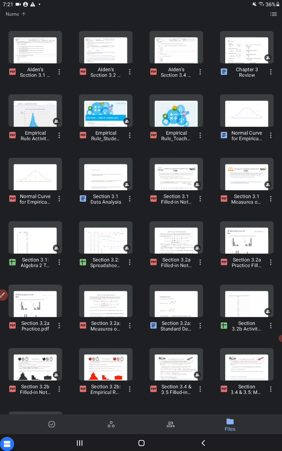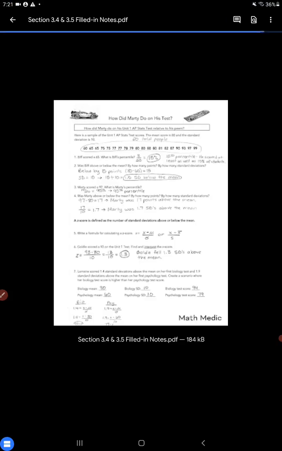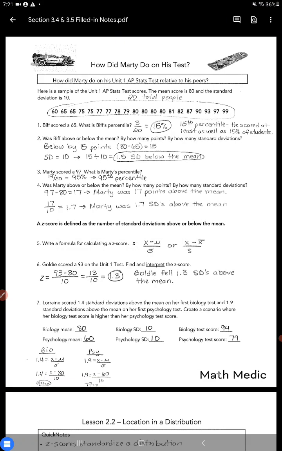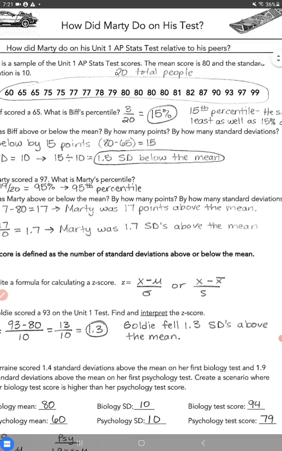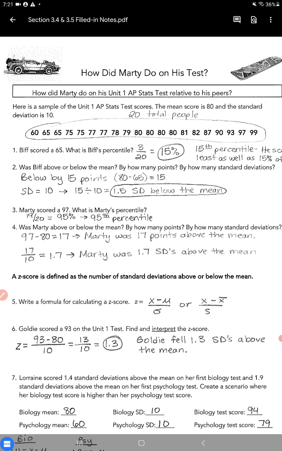So moving on to our last set of notes for Unit 3, Section 3.4 and 3.5. Okay, so let's talk about percentile for just a minute. What does percentile mean? So if I tell you that you are in the 25th percentile for height, that means that you are taller than 25% of people.